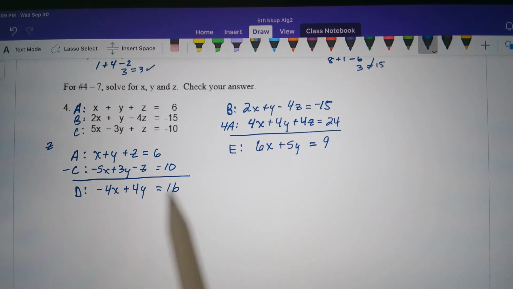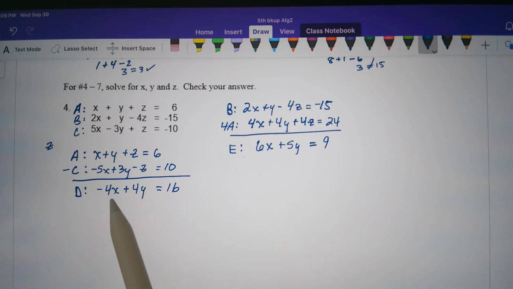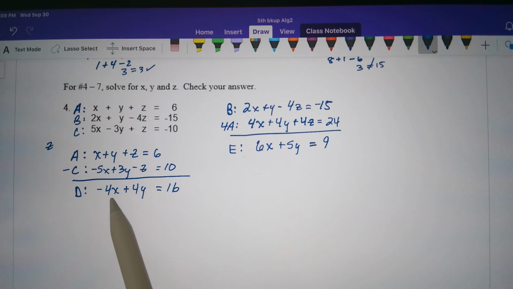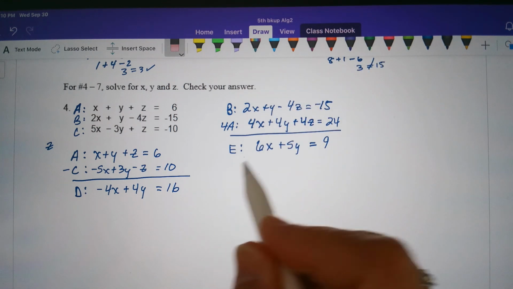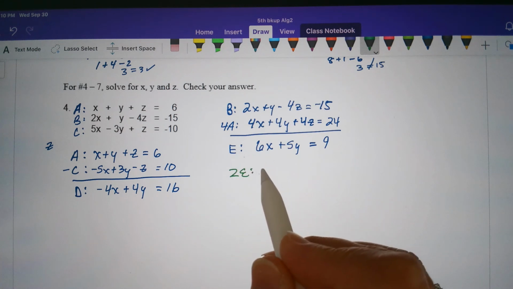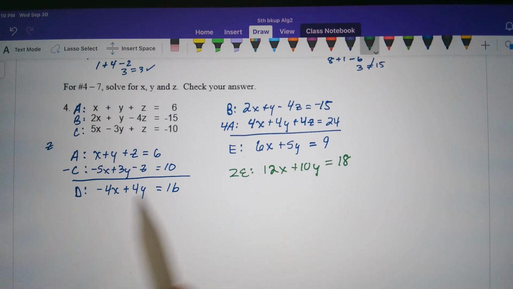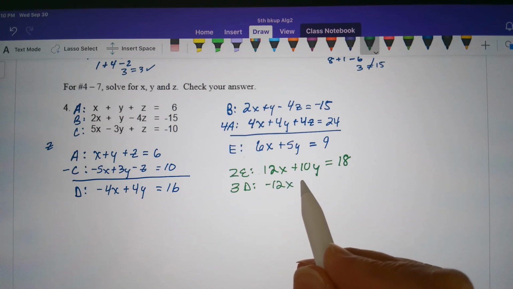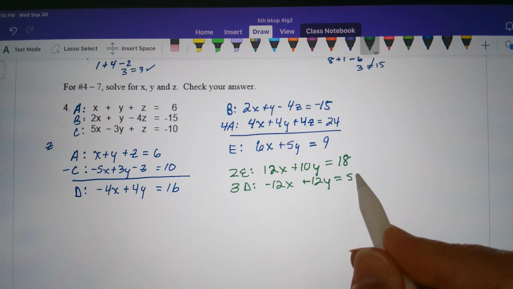Okay, so now we're looking at D and E, and we choose a variable to eliminate. I'm going to go with the x's. I could go to 24x and negative 24x, but I could also go to 12x and negative 12x. I like working with smaller numbers, so I'm going to do that. So I'm going to take 2 times E. 2E gives me 12x plus 10y equals 18, and 3D. 3 times negative 4x is negative 12x, plus 12y equals 3 times 16 is, no, it's 48.